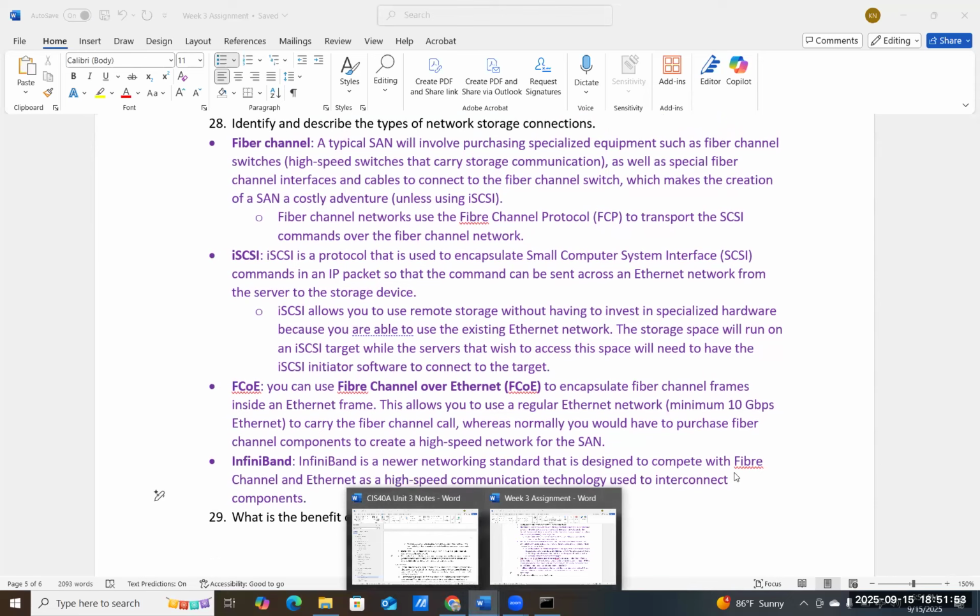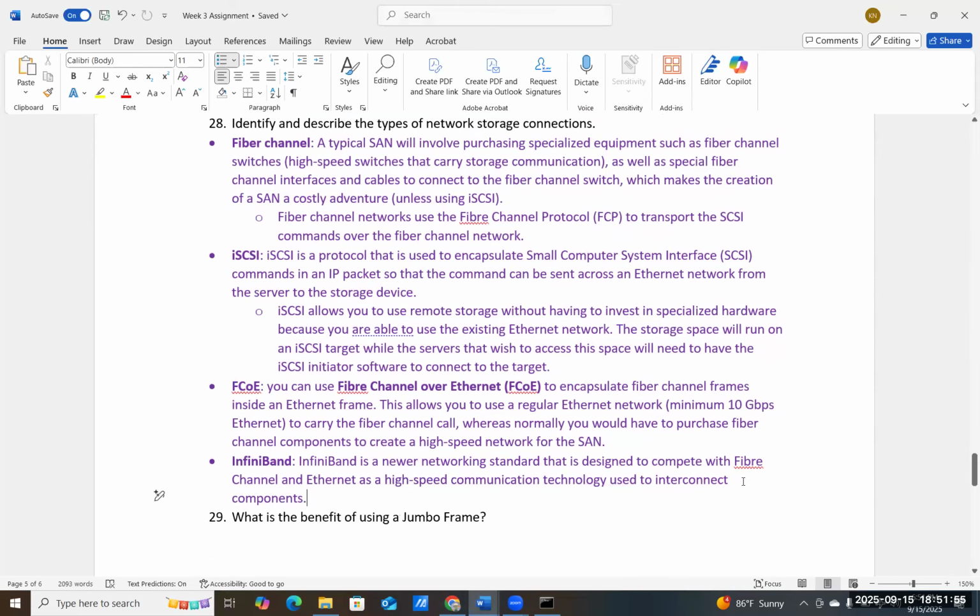And then InfiniBand, this is newer, right? It's based on Fibre Channel and Ethernet, and that allows you to have the interconnection of components.